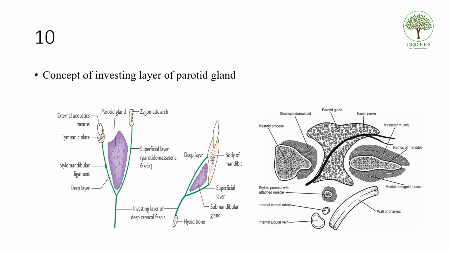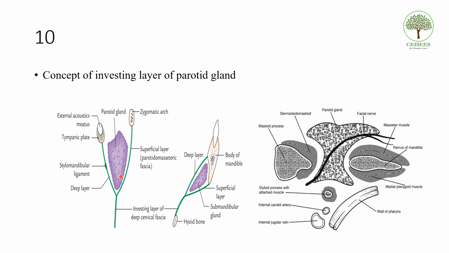Okay. So the next question, the investing layer of the parotid gland. So this is the parotid gland. Anteriorly you have the ramus and the masseter muscle, posteriorly the mastoid process attached to the sternocleidomastoid. This parotid gland extends over the masseter muscle also, okay. And the parotid gland capsule is formed by the investing layer of the deep cervical fascia, okay. The investing layer is the anterior layer of the deep cervical fascia.